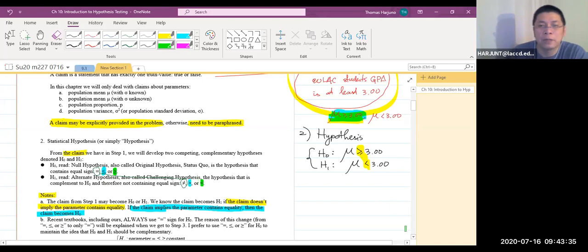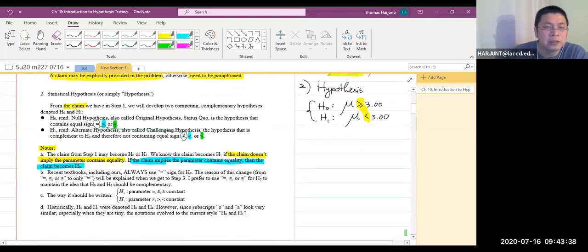Okay, now part B. Recent textbooks, including our textbook, always use equal sign for null hypothesis. Now I said earlier that the null hypothesis may be one of these three signs here, right? Recent textbooks, including ours, changed the null hypothesis from either one of these three signs to only the equal sign. So our textbook used that style.